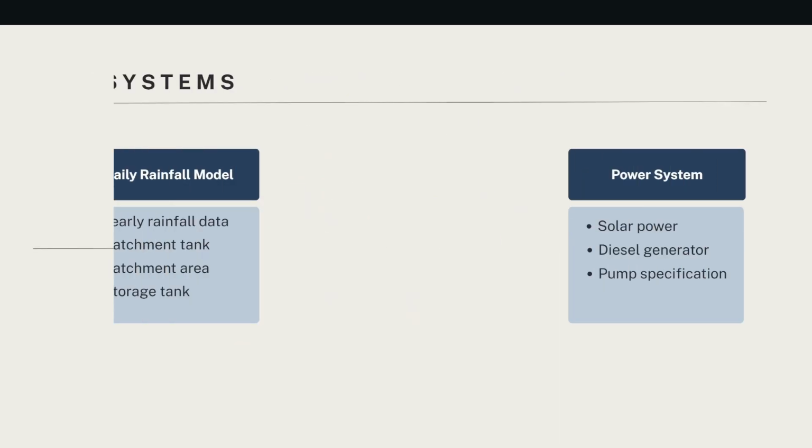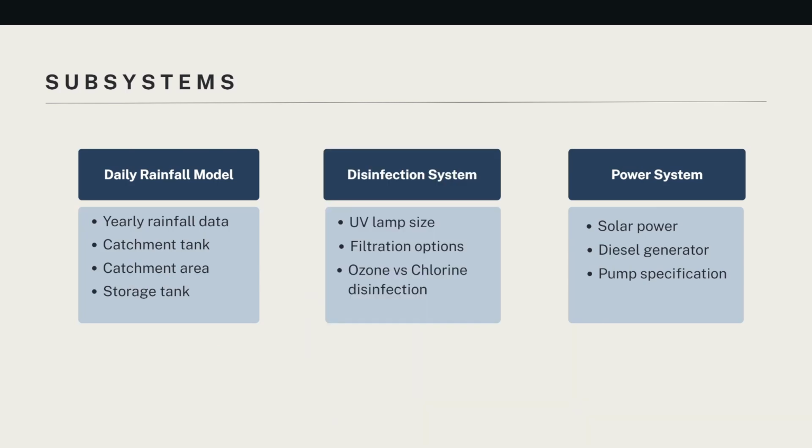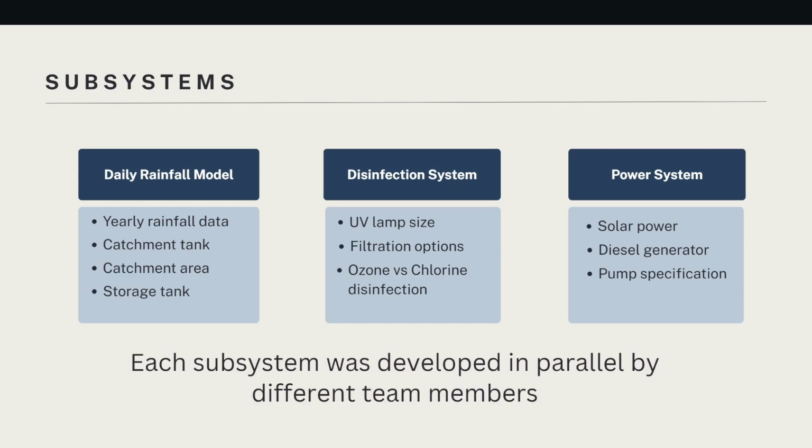In designing our spreadsheet model, we decided to split the rainwater harvesting system into 3 subsystems. The first subsystem was the daily rainfall model, which incorporated yearly rainfall data, the catchment tank, and storage tank. The second subsystem we developed was a disinfection system, and the third was the power system. In developing these subsystems, our strategy relied on using placeholder values where they depended on each other. This way, we were able to develop these 3 subsystems in parallel.